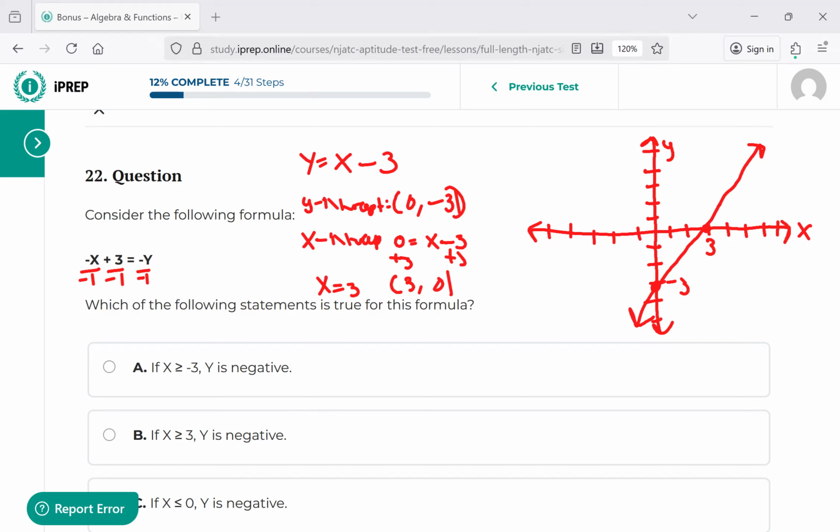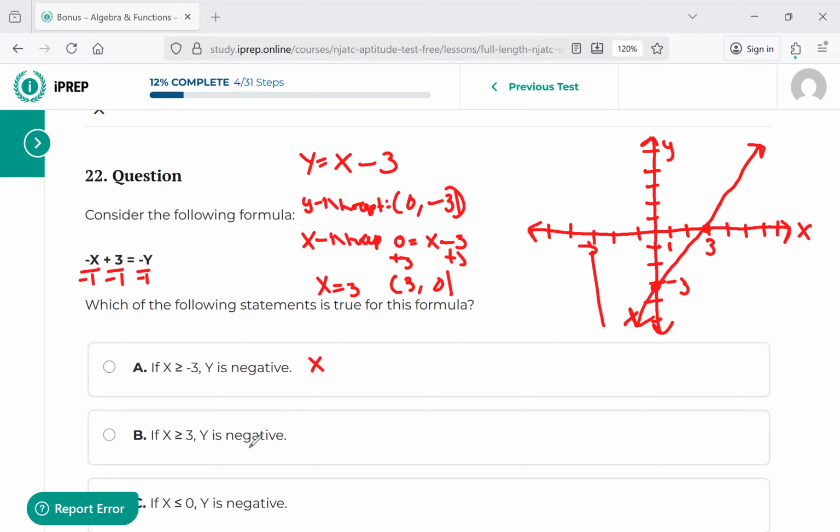So let's test each one. If x is greater than negative 3, is y negative? Here, locate where negative 3 is. 1, 2, here's negative 3. Greater than. So it might be partially true. If you did negative 3, the y is negative. If you did negative 2, the y is negative. If you do negative 1, the y is negative. Even if you plug in 0, it's still negative. But when you plug in 1, that's when it starts to get positive. So that's not always true.